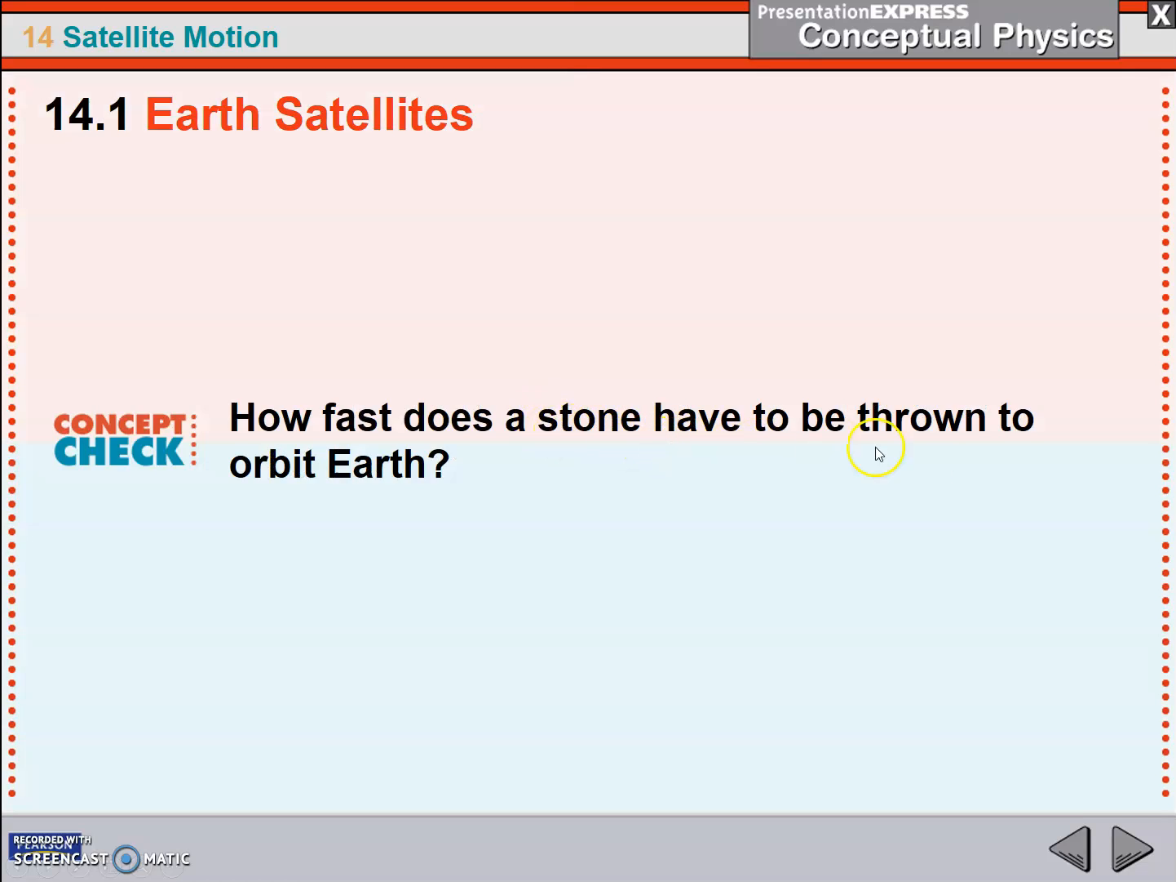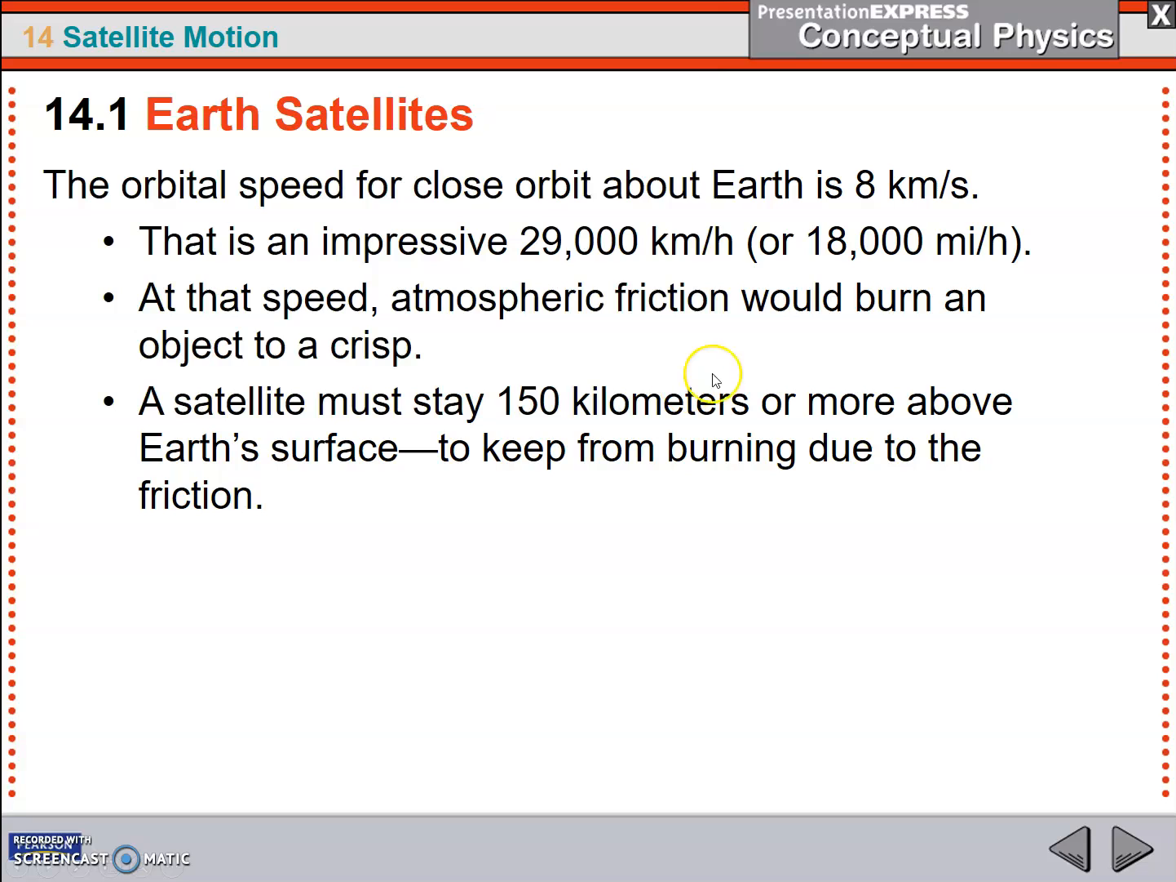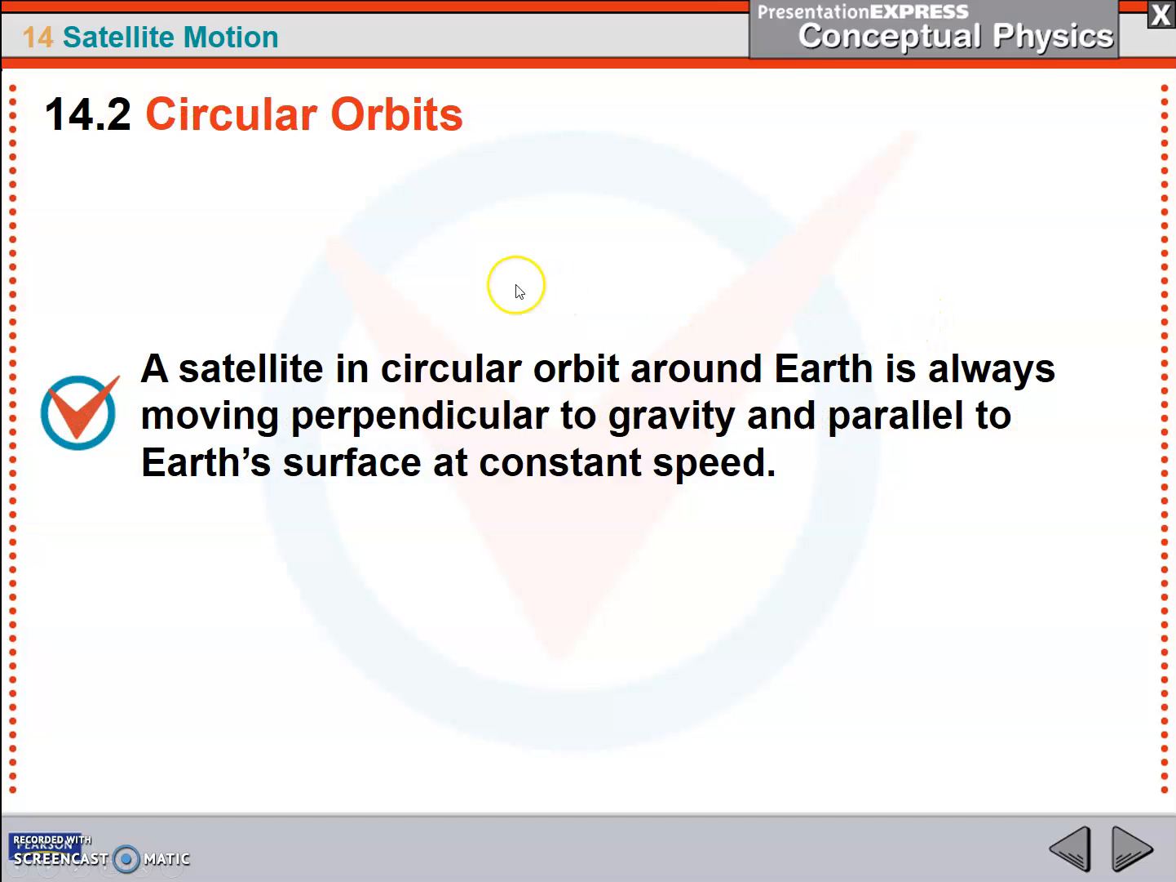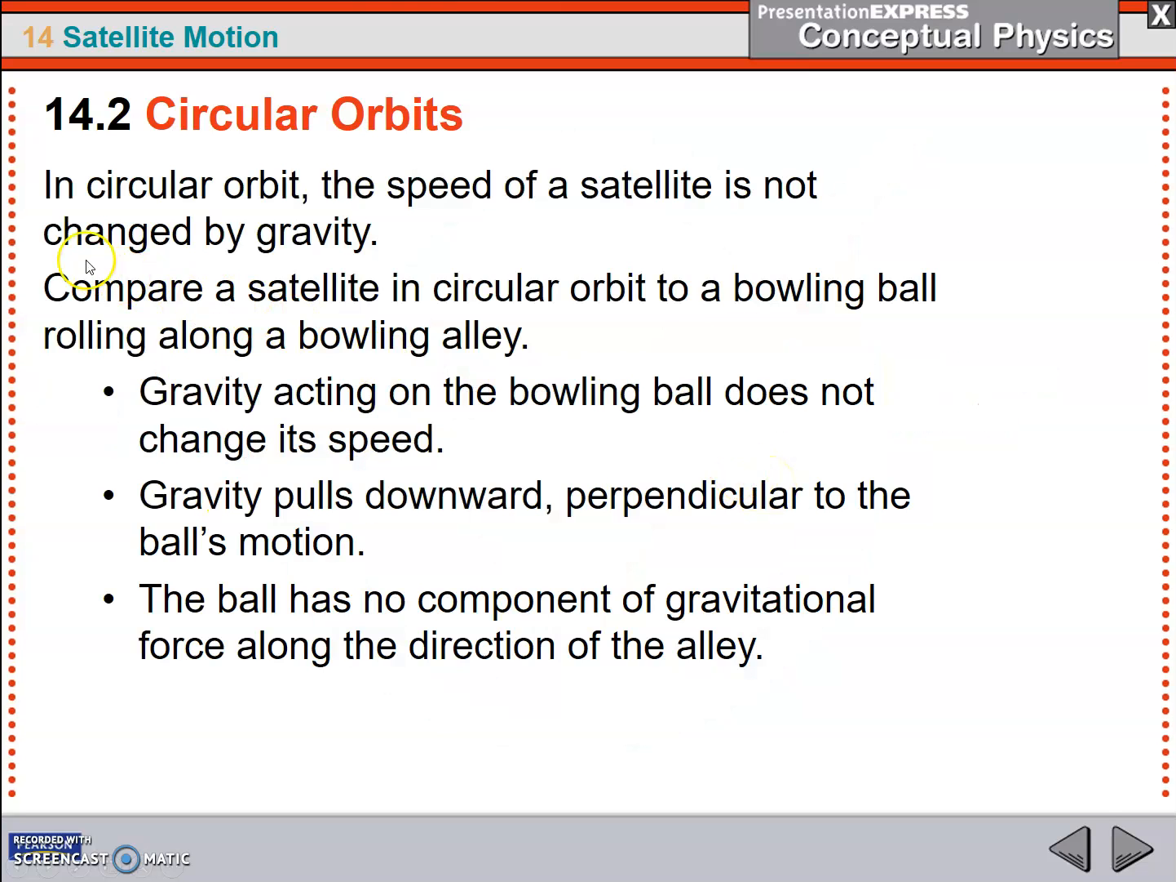So how fast does a stone have to be thrown to orbit Earth? 18,000 miles an hour. 14.2, circular orbits. A satellite in circular orbit around Earth is always moving perpendicular to gravity and parallel to Earth's surface at a constant speed. So, in a circular orbit, the speed of a satellite is not changed by gravity. In a perfectly circular orbit, the speed is constant all the way around.